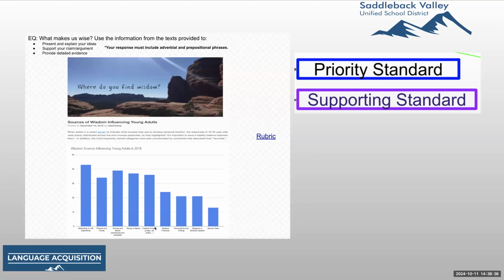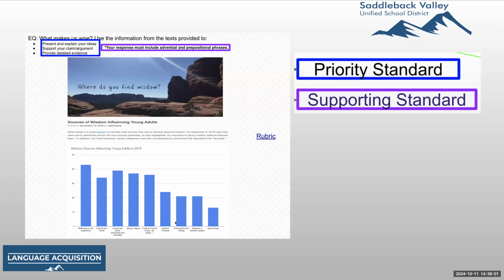Finally, we are viewing the end of the unit assessment for Unit 2. Students will respond to the essential question of the unit using an infographic to support their response. As mentioned at the beginning of this video, the same concepts and skills from the priority standard and the supporting standard that students have practiced throughout the unit guide the assessment.